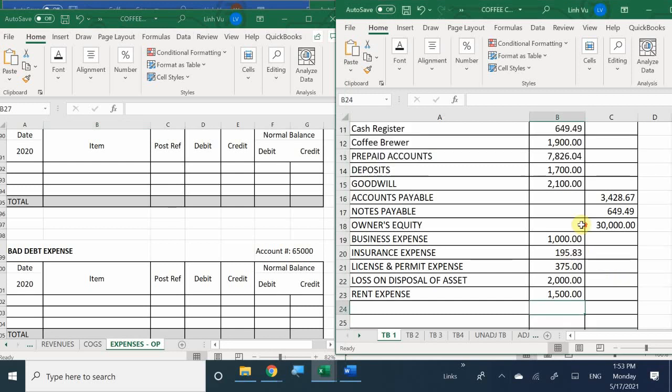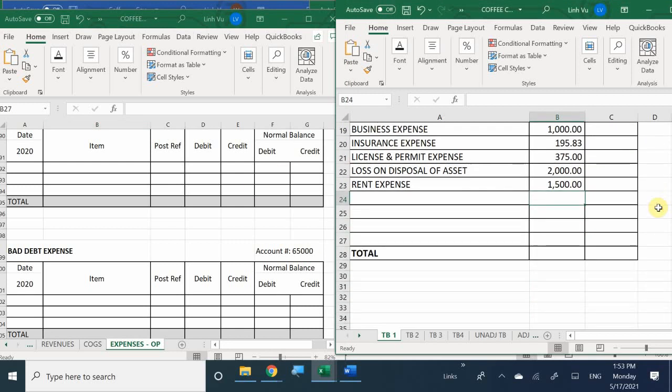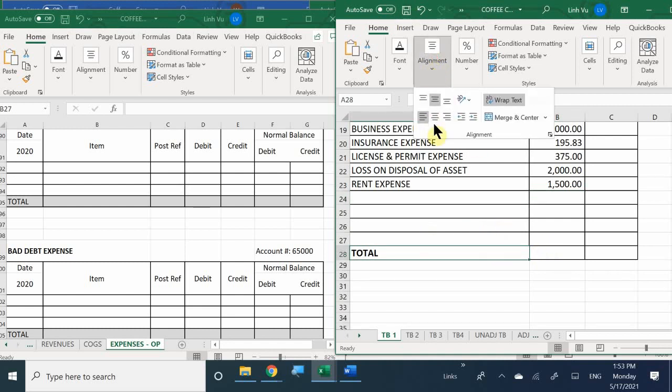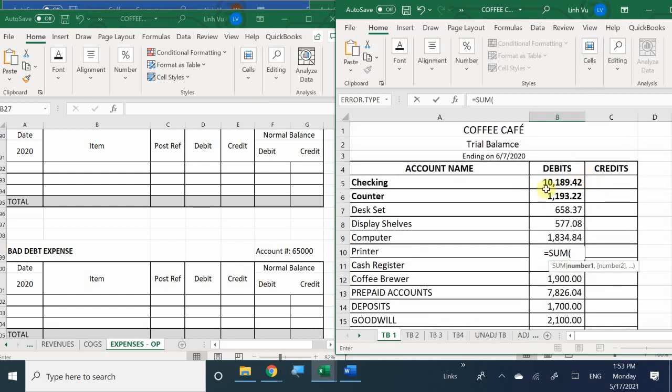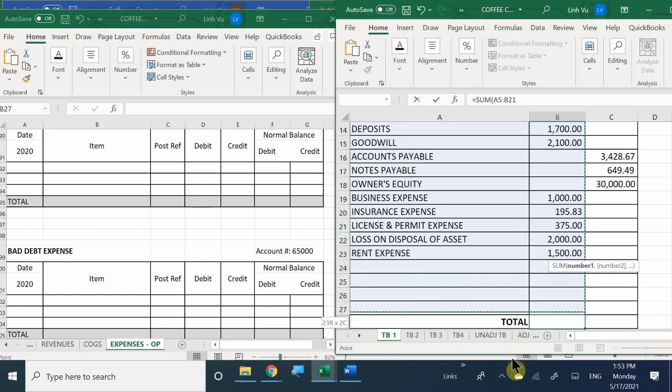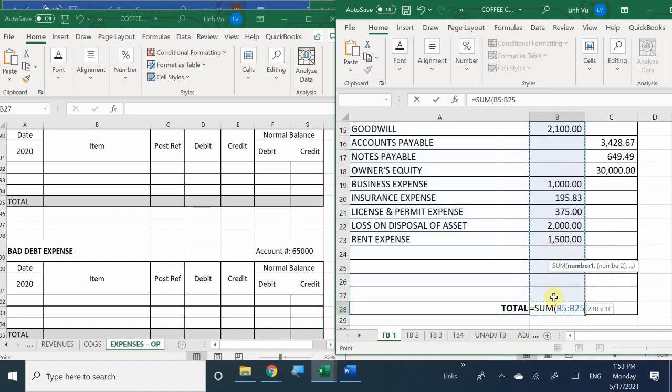So we finally reached the end of all of our accounts, and now what we have to do is make our totals. In this case, what is my total here? It's going to be equal sum, because I just want to know what the total amount is in this column. You can highlight them and figure it out. You highlight it, and down below you should be able to see what your total is.